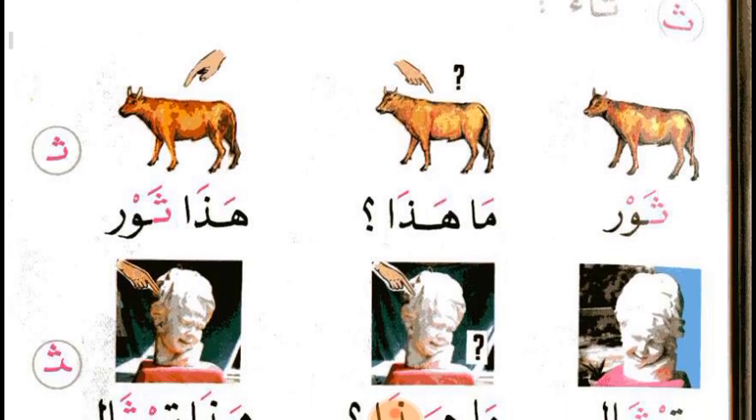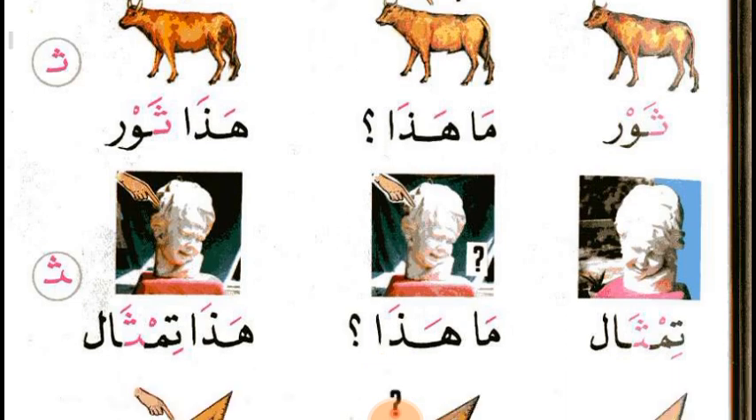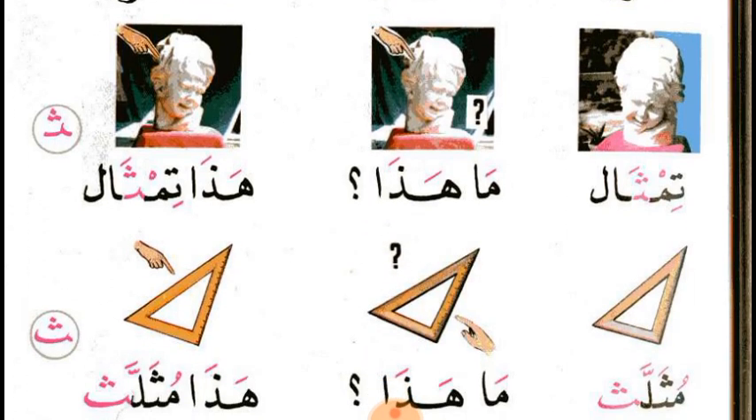Okay. On the next page we have Al-Wahdatu Thalitha, third unit. Al-Aswat Sahiha, consonant voices: Tha, Dhal, Dha, and revision. Start reading from Tha. Thawrun, an ox. What is this? This is an ox. Timthal. What is Timthal? Statue. Timthal means statue.